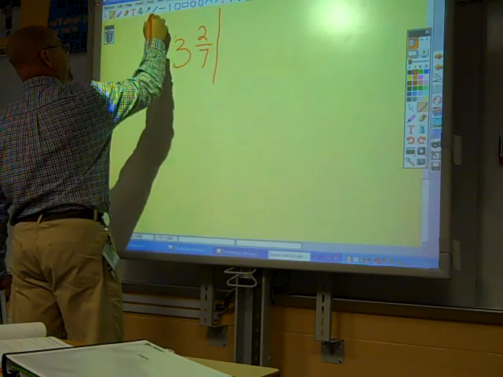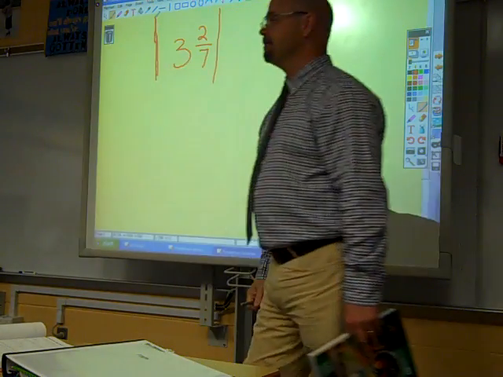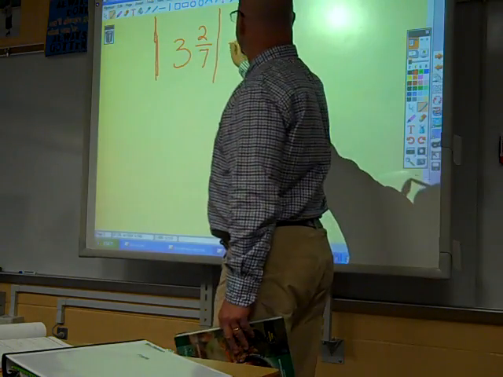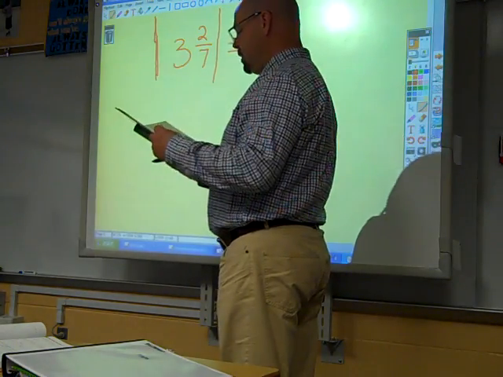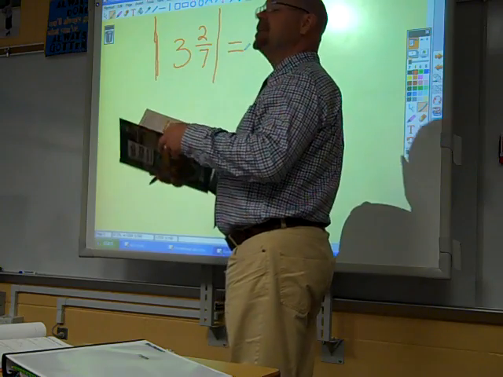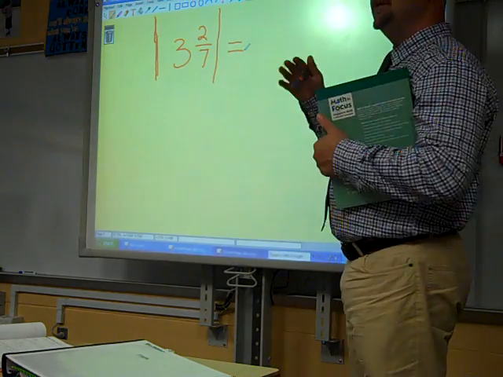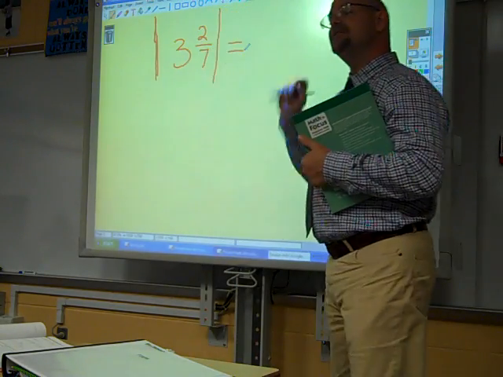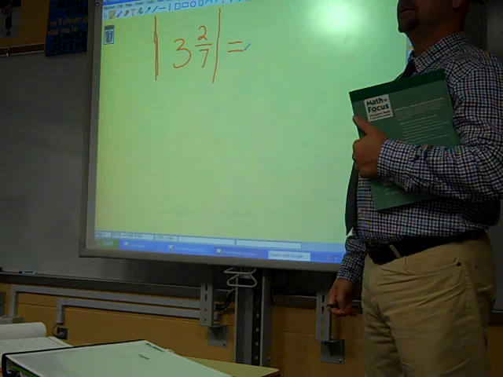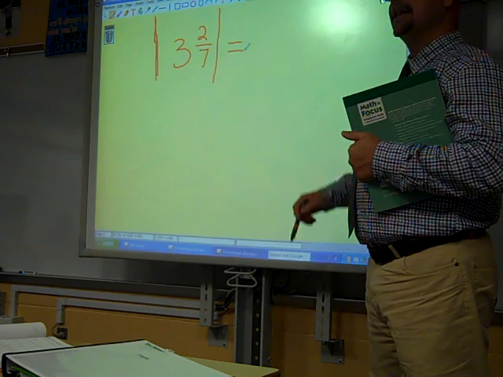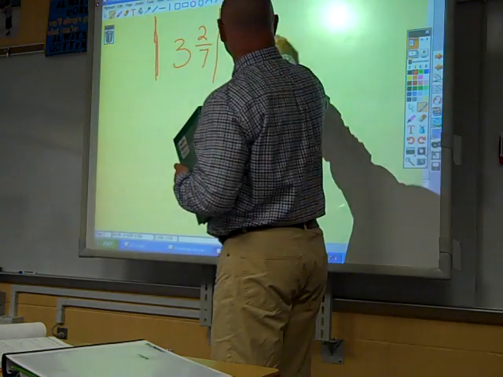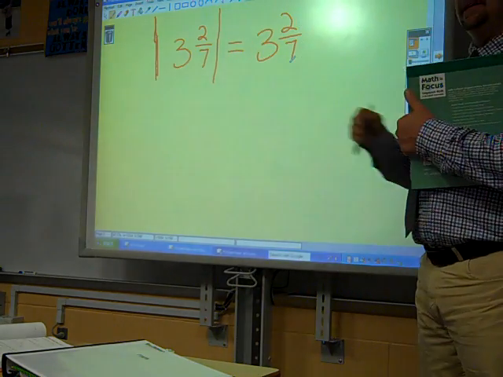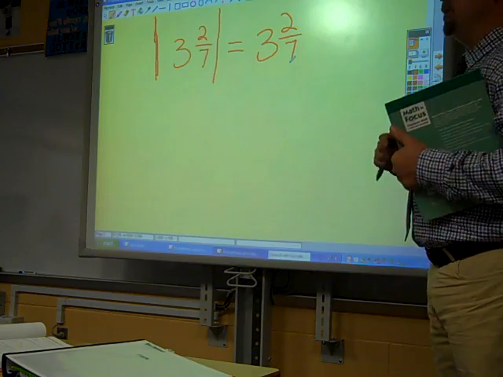What is the absolute value of 3 2/7? Negative 3 and 2/7? Is it negative 3? No. Oh, you're saying the answer is negative. Remember, when we're doing absolute value, the question is how far is that from 0? 3 and 2/7. So that's your answer. It's not a negative. Absolute value will never be a negative because it's a distance. Negative distances don't make sense.